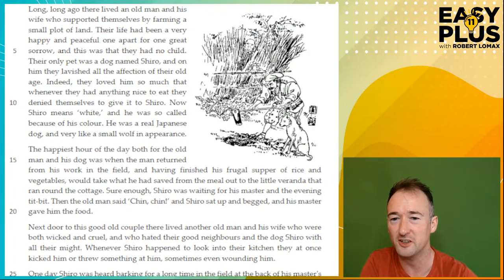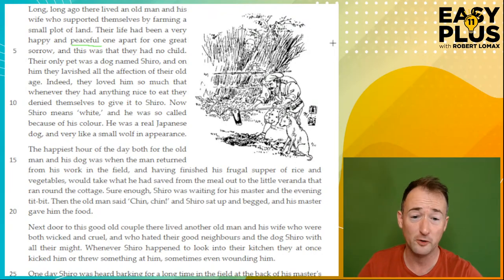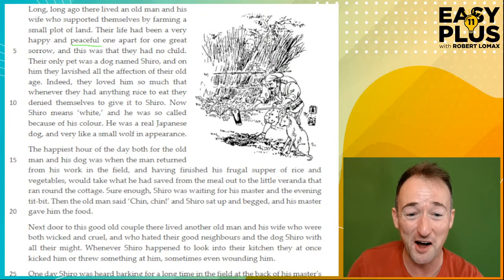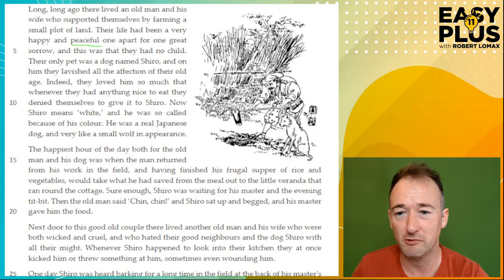Let's look at some really obvious examples to make things simple. Their life had been a very happy and peaceful one. Okay, clearly adjectives. So it was a peaceful life. What kind of life was it? It was a peaceful life, a peaceful dog. I'm enjoying a peaceful coffee. I certainly am not. I'm shouting into a microphone, but anyway. So that's an adjective. That's great. We can use that one.